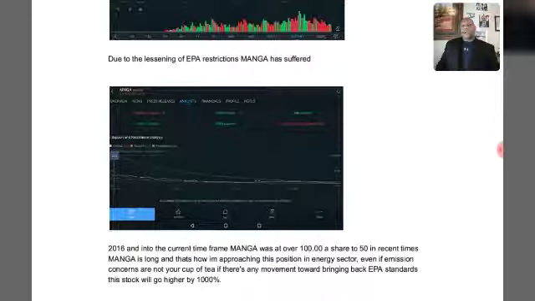From 2016 into the current time frame, MGNA went from over $100 a share to $50 in recent times. Magna is a long play for me, and that's how I'm approaching this position, at least for my energy sector. Even if emission concerns are not your cup of tea, if there's any movement towards bringing back EPA standards, this stock will go higher by 1,000%. It's trading less than $1 now. In 2016, it was over $100. You can go look at it yourself. It was way over $150 a share. So really, EPA restrictions really hit this guy hard.